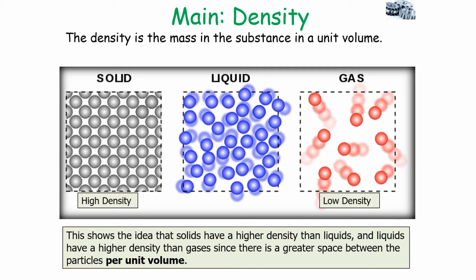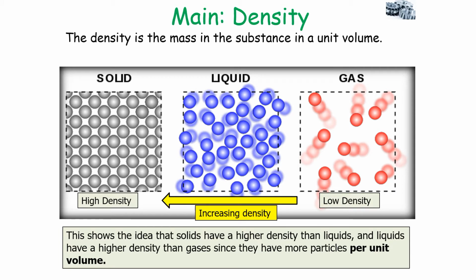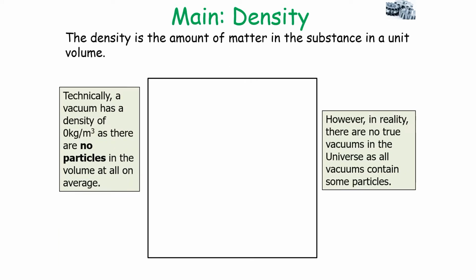Or you could argue that solids have a higher density than liquids, and liquids are higher density than gases since there's a greater space between the particles per unit volume for your gas as opposed to your solid. Or you could say that a liquid is more dense than a gas because the particles are less spread out. So this shows the idea that solids have a higher density than liquids and liquids have a higher density than gases. So also just remember that technically a vacuum has a density of 0 kilograms per meter cubed, as there are no particles in the volume at all on average.